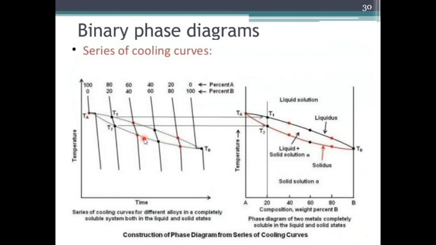How to construct a binary phase diagram is very easy. First, plot a temperature versus composition diagram. Take five or six different compositions, in such a way that first the percentage of A is zero and the percentage of B is 100. Similarly, 20, 80; 40, 60; 60, 40; 80, 20; 100, 0. Go on increasing one and decreasing the other.